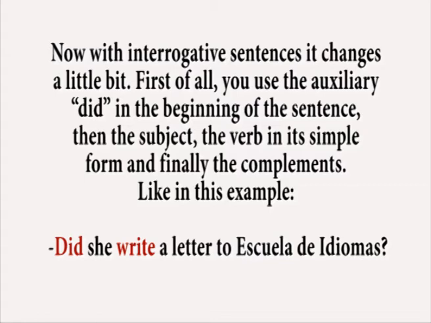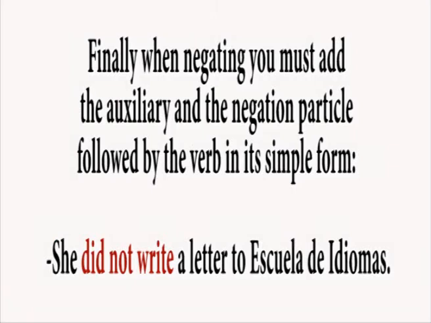First of all, you use the auxiliary did in the beginning of the sentence, then the subject, the verb in its simple form, and finally the complements, like in this example. Did she write a letter to Escuela de Idiomas? Finally, when negating, you must add the auxiliary and the negation particle followed by the verb in its simple form. She did not write a letter to Escuela de Idiomas.